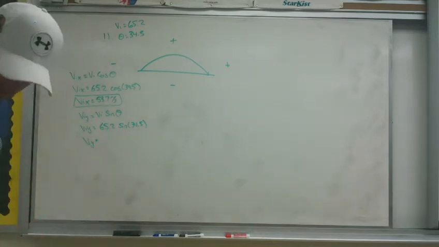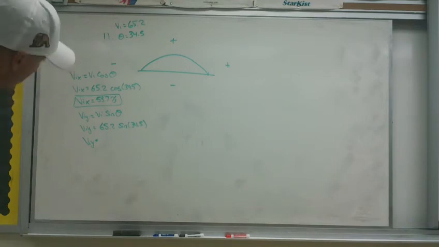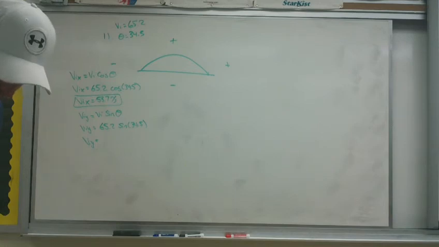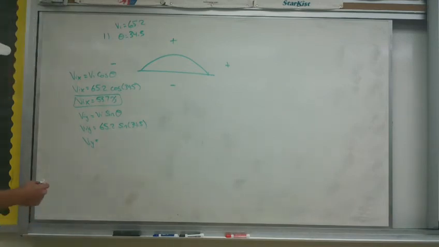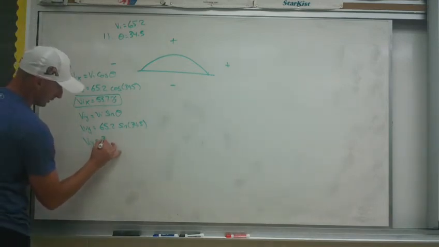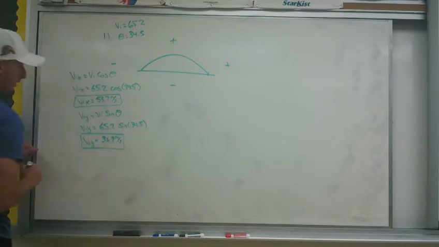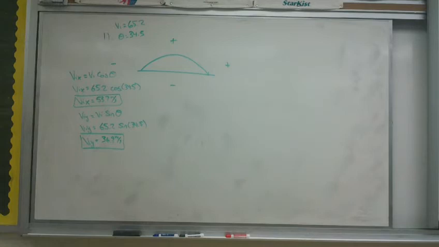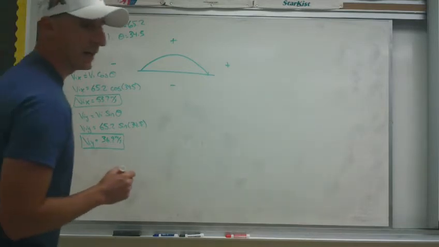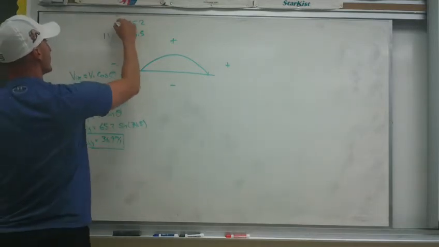Sine 34.5 times 65.2, that's 36.9. So I do 36.9 meters per second. All right, 36.9. So now, once I find VIX and VIY, I never use this again.